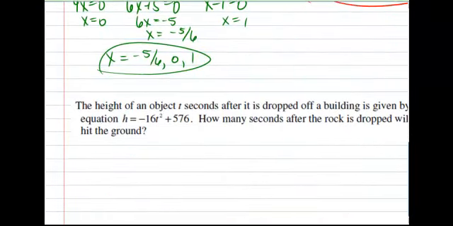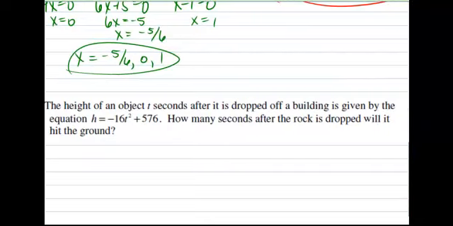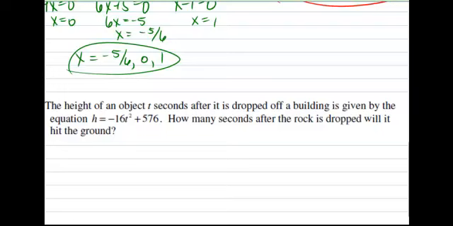And we want to do one more problem because quadratic equations can be modeled in lots of different ways. This is a really good example about dropping something off of a building. Here we have the equation h is equal to negative 16t squared plus 576. So I want to know how many seconds after the rock drops will it hit the ground.